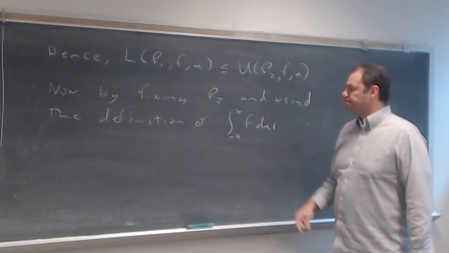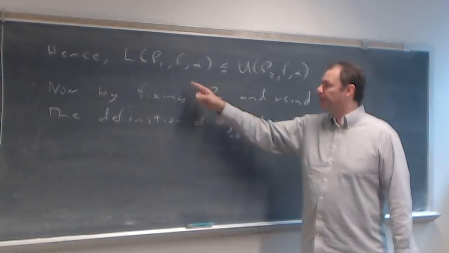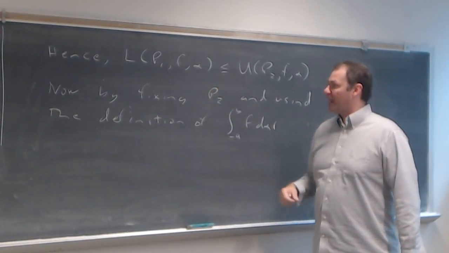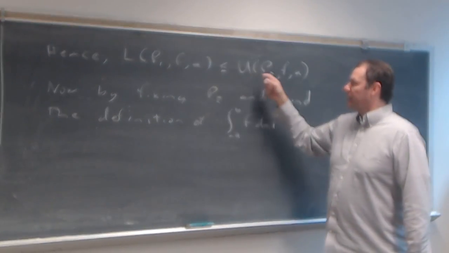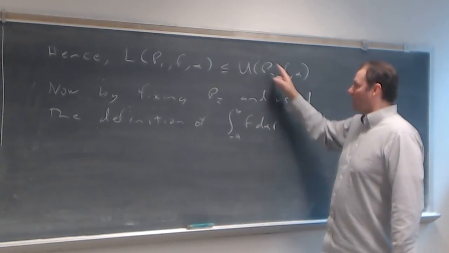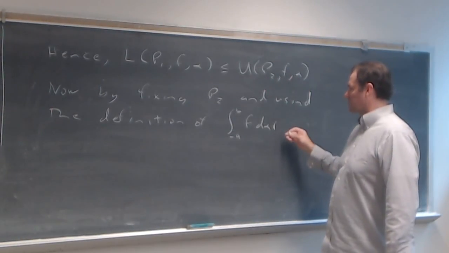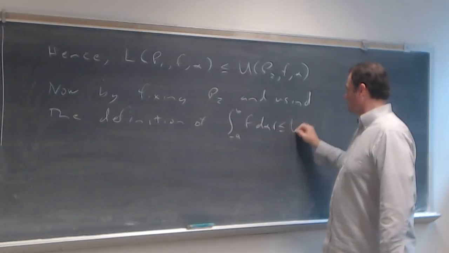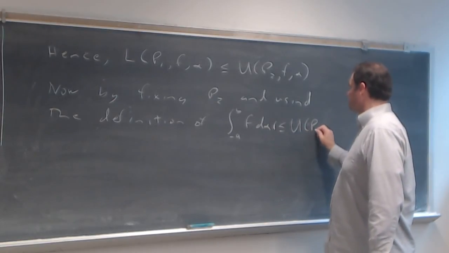So this upper sum is an upper bound for the set of all lower sums. And so the supremum of that, the least upper bound, is going to be less than or equal to any other upper bound, which this is. So we have this statement.